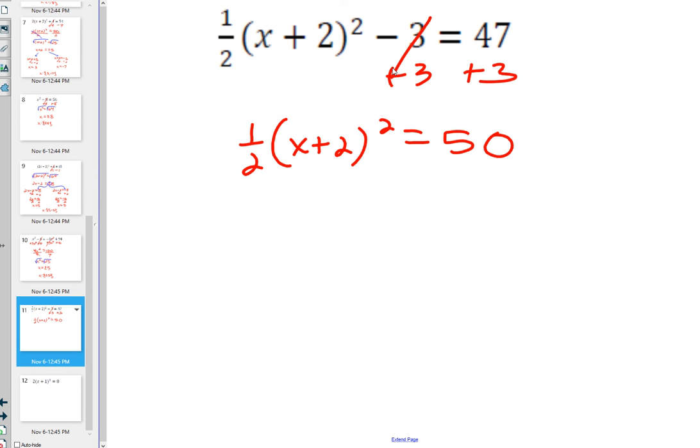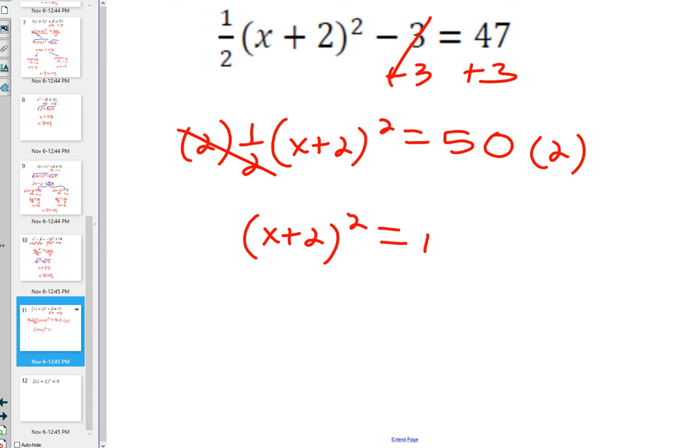Now you got a little tripped up on how to deal with the fraction. The fraction does come next because both the fraction and the square are on the outside of the parentheses, and we get rid of multiplication before we do exponent. The way you would get rid of it is by flipping the 1/2 and multiplying by 2, and you don't just multiply it on that side, you have to multiply it on this side too. So we get x plus 2 squared is equal to 100. You have to keep it 100.